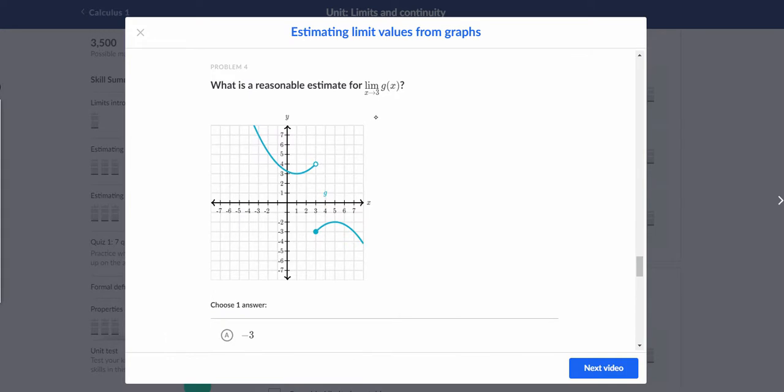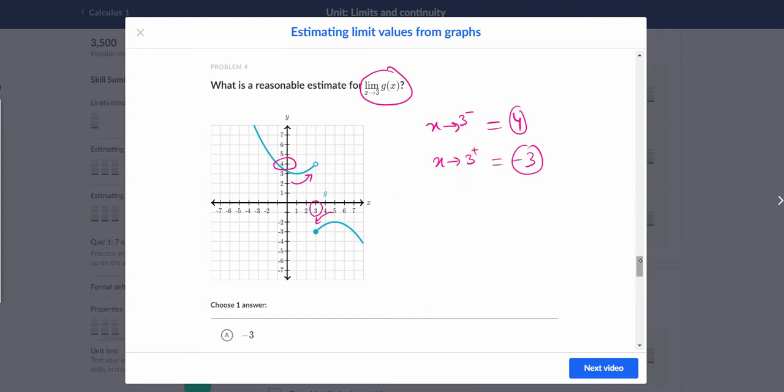Okay, now see this one. What is the reasonable estimate for the limit x approaches 3? So this is 3. If you approach 3 from the left side, you'll get 4 as the answer. But if you approach 3 from the right side, like from here, your answer will be equal to negative 3. So as you can see, these two numbers are not equal, and for the limit to exist, they must be equal. The answers must be equal when we approach the number from the left side and from the right side. So for this one we'll say the limit does not exist.